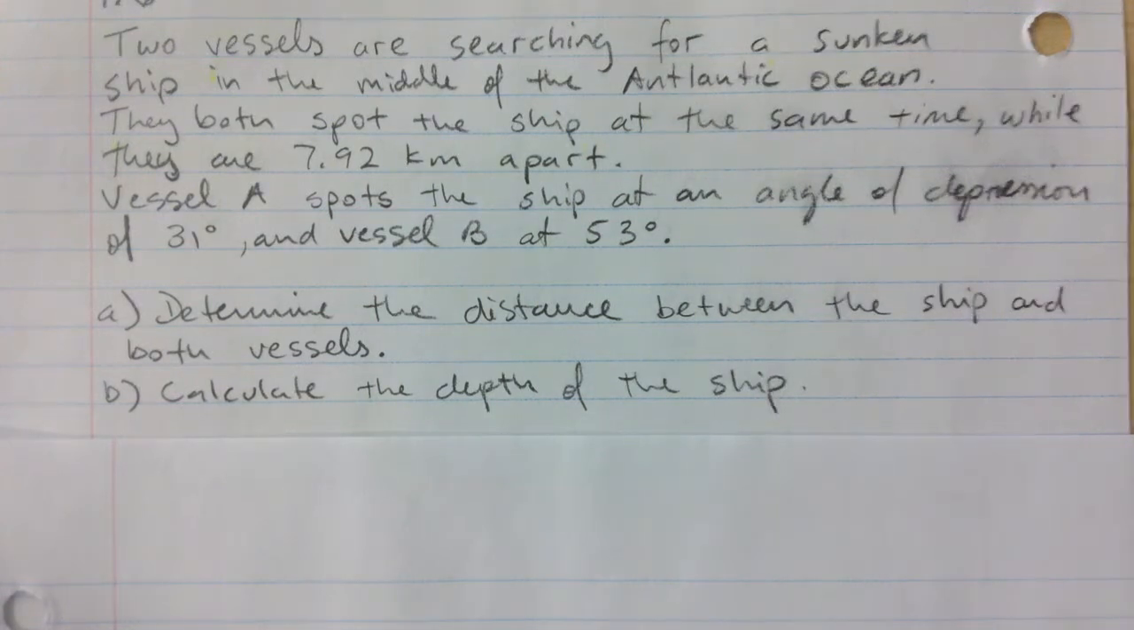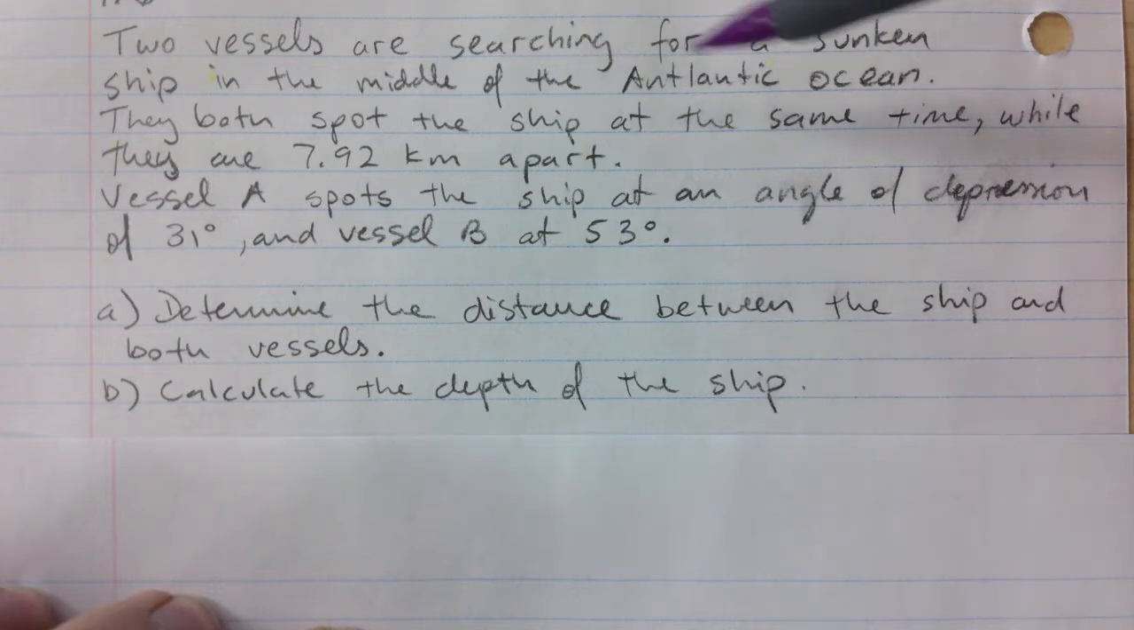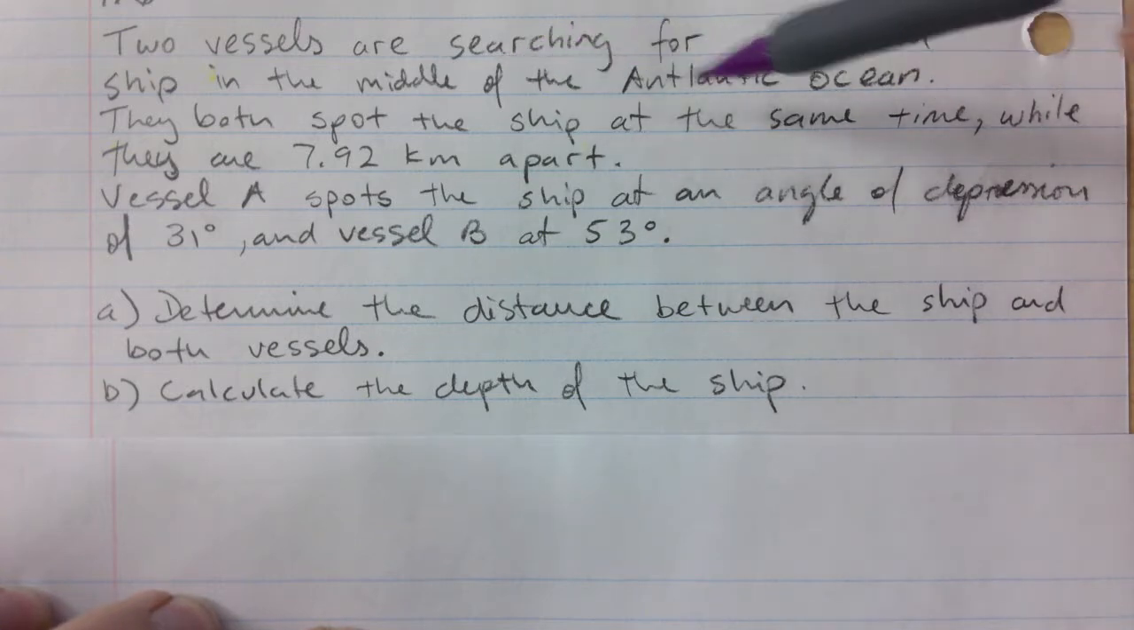All right. So this is the last word problem that basically is the combination of two right triangles before we move on to compass directions. It's going to be a mix between this and the compass direction questions that you're going to learn about today. So two vessels are searching for a sunken ship in the middle of the Atlantic Ocean.